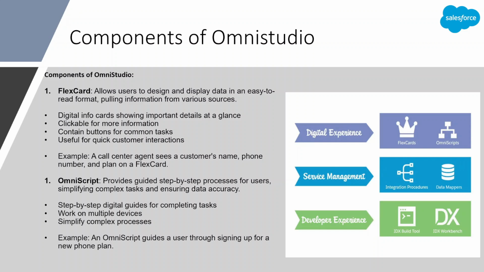Now, based on the use case, we will have to decide if a particular UI should be built using FlexCard, or we should use OmniScript, or maybe a combination of both. Let's see the definition of these tools. The first one is FlexCard. FlexCard allows users to design and display data in an easy to read format, pulling information from various sources. In our demo, we were using FlexCard on the related case section to show all the cases in tabular format, and then we have a button which allows creating a case.